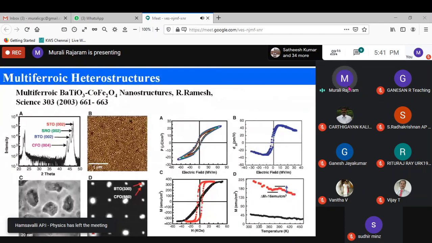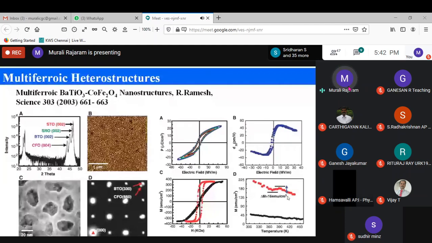This is their measurement on a simple cobalt ferrite thin film. It doesn't show any anomaly like this. So on nanostructures, these two materials are coupled together.